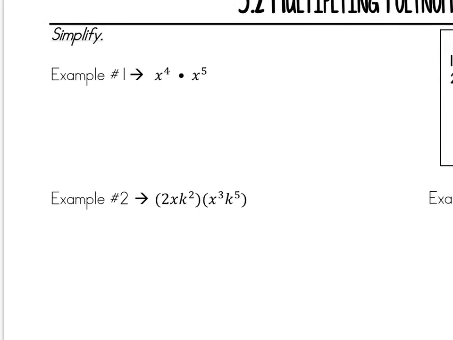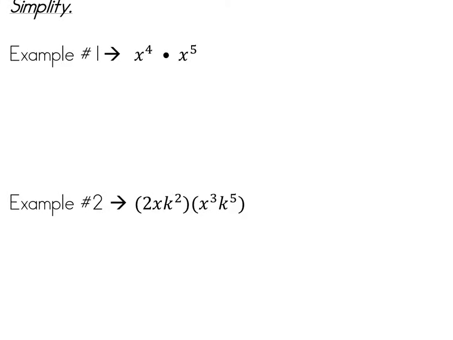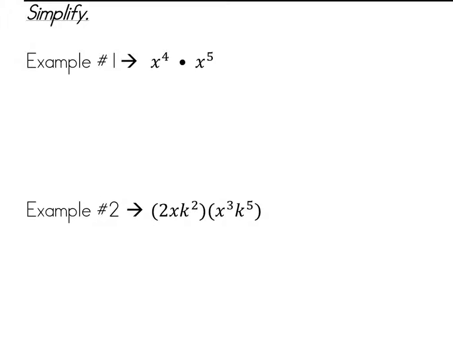Here's my first example, number 1. Very basic. This is a monomial times a monomial. Now, x to the 4th, I could really write as x times x times x times x, x 4 times, times, it's just a bigger multiplication dot, x to the 5th power, x times x times x times x times x. Well, this is really annoying.